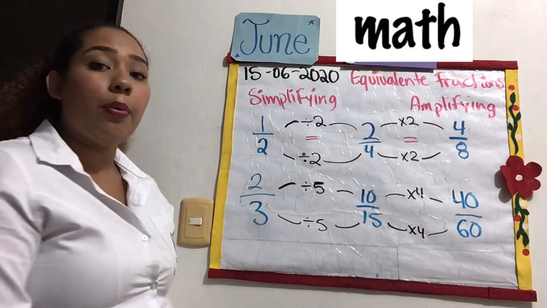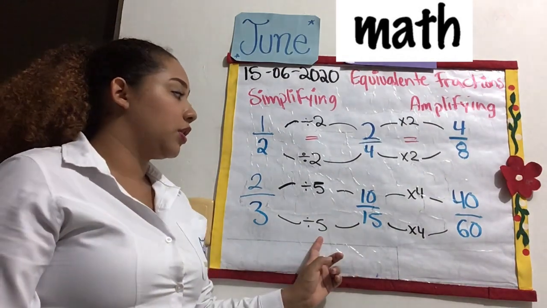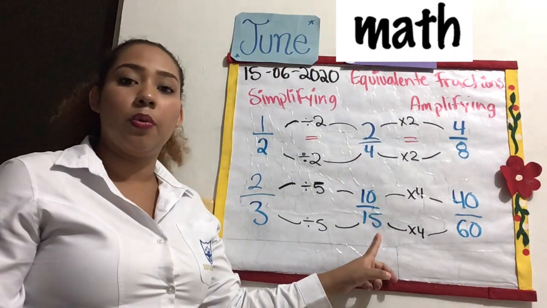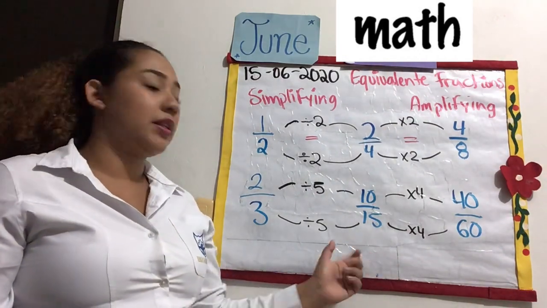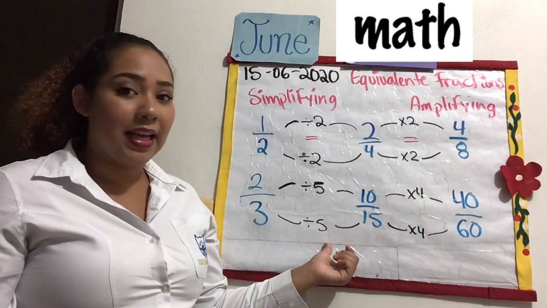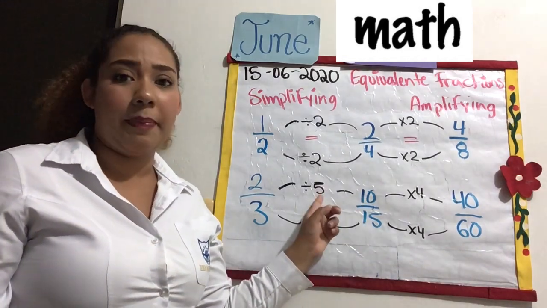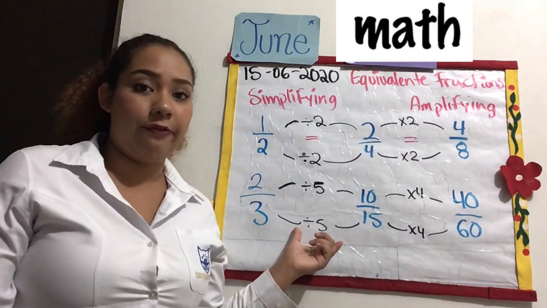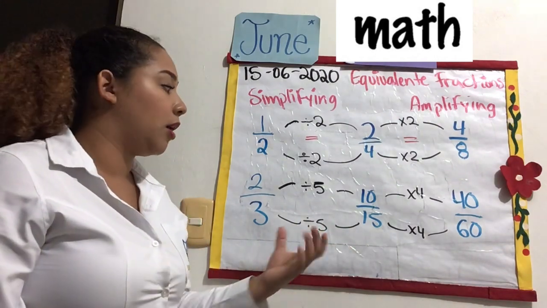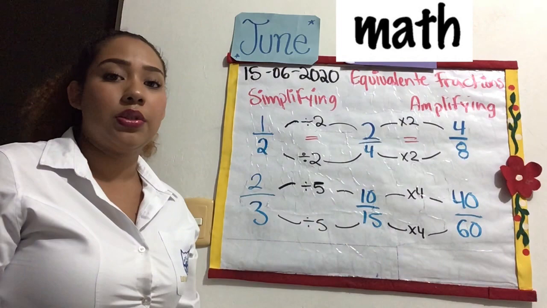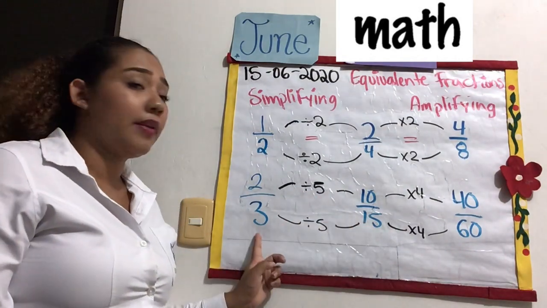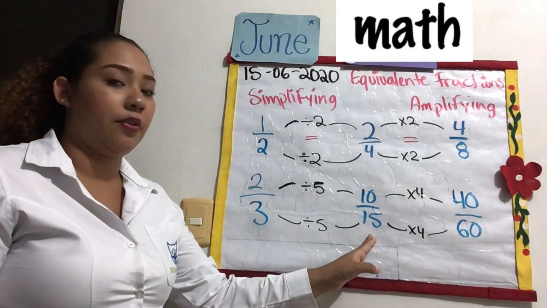Why couldn't we use 2? Because is it possible to divide 15 by 2? No. Is it possible to divide 15 by 3? Yes, but is it possible to divide 10 by 3? No. So here the number will be 5, the common number in these two multiplication tables. Now, this is the equivalent fraction of 10/15.